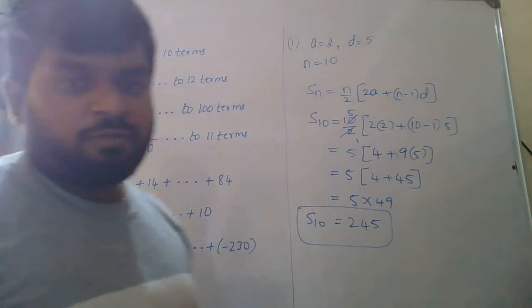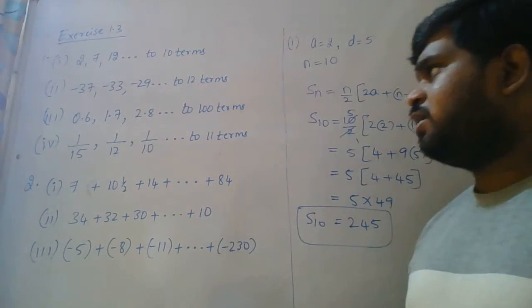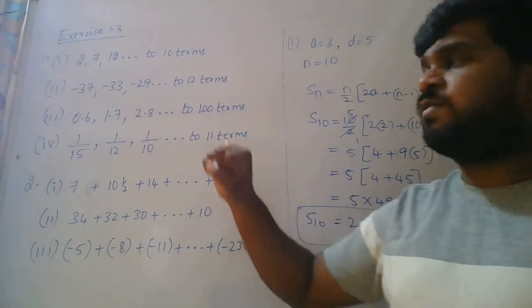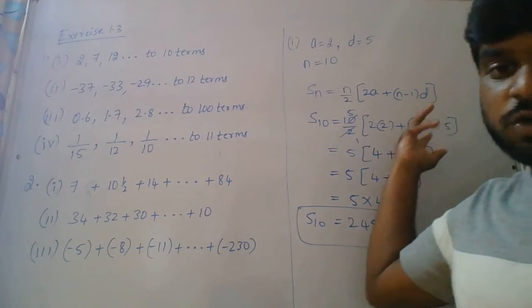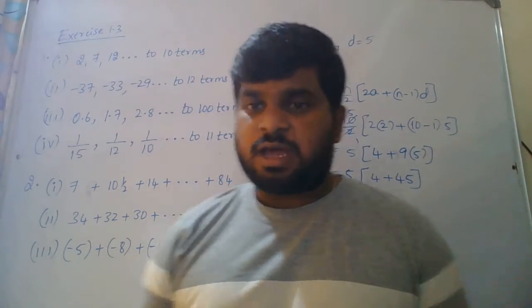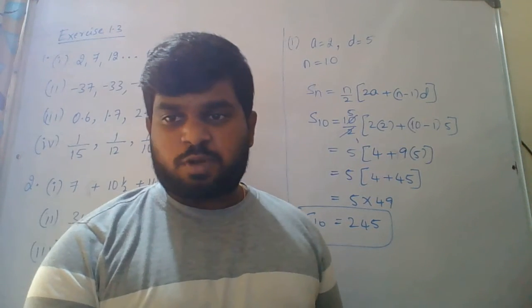So very simple, we form the value of A and D. And how many terms should we add? It is 10 terms that is given in the question. So you know the value of A, D, and substitute in the given formula, we'll get the answer. Let's get into the next problem.